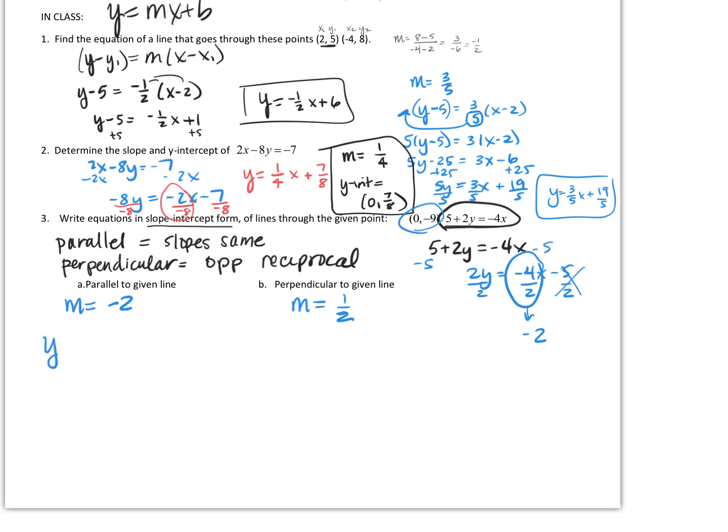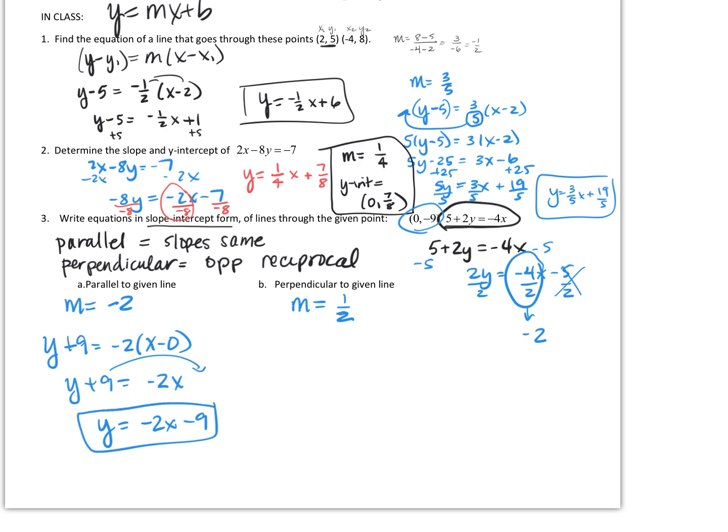So I would do y minus a negative 9 would be plus 9 equals negative 2 times x minus 0. That's easy, isn't it? So negative 2x, 0 is going to stay 0. Move that 9 over and it becomes negative. So here's my parallel line, negative 2x minus 9.